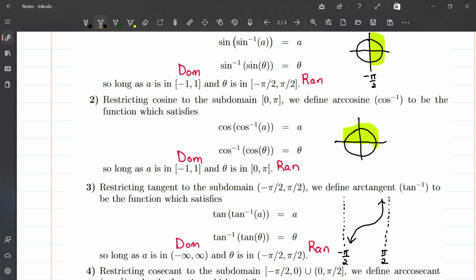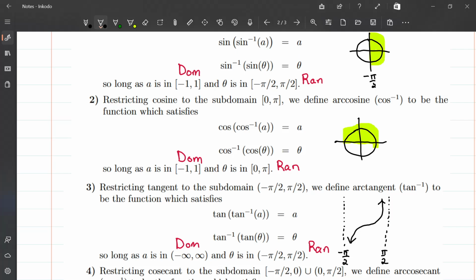Once again, once we make the restriction, we can define arctangent, the inverse function, and it satisfies the equations, but now the number a can be any real number. It can be anything from negative to positive infinity, specifically because tangent goes from negative to positive infinity. And theta must be in the restricted domain from negative pi over 2 to pi over 2.